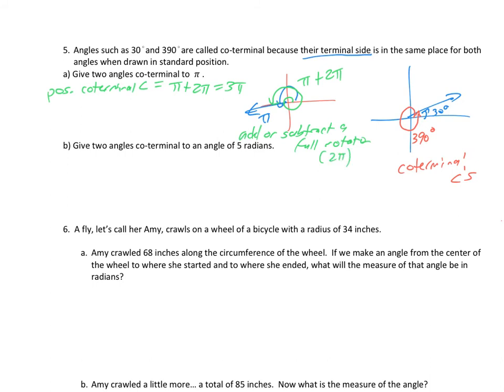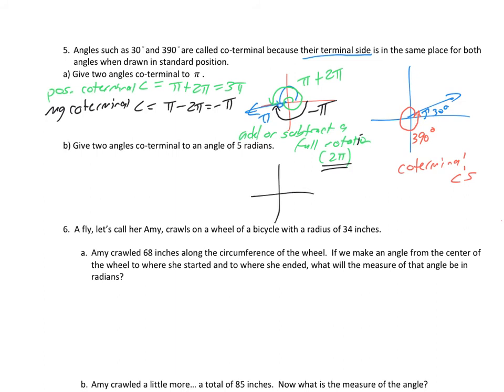Another coterminal angle would be, I could think about rotating in the negative direction. So I could start here and rotate, and that will be negative pi. So I could have a negative coterminal angle, and that's going to be pi minus 2 pi, which is negative pi. Okay, so those are two coterminal angles, negative pi and 3 pi. So to find them, you add or subtract a full rotation, in this case 2 pi, if the units are in radians.